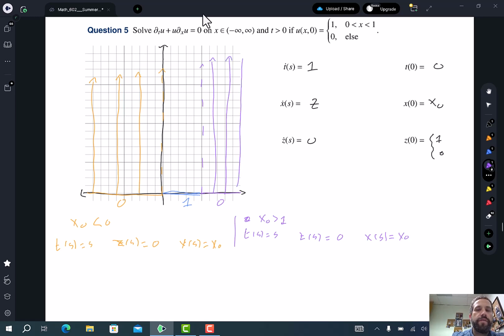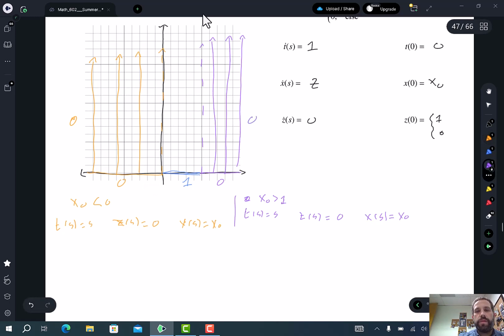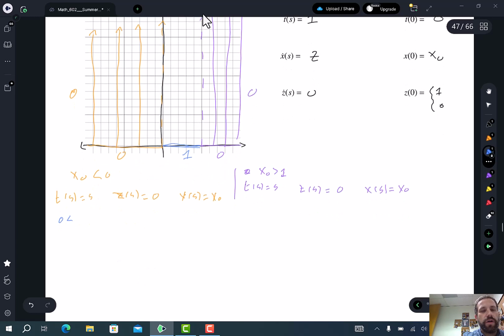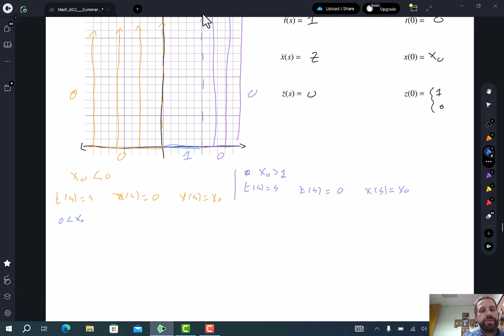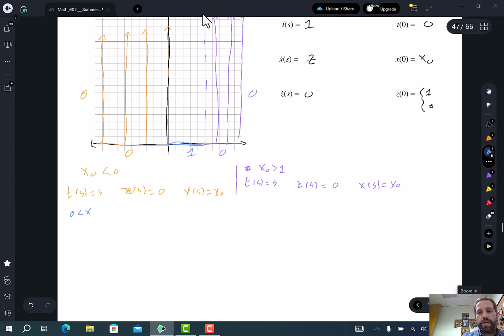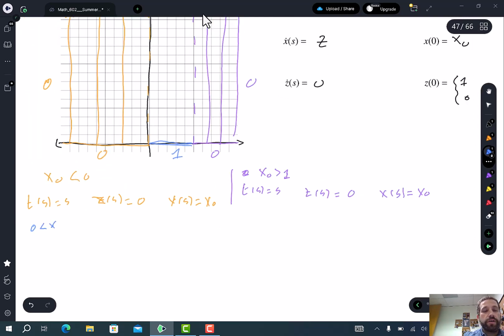Okay, now we're going to modify. As the problem goes on, we're going to change how high we draw these characteristics. But just hang with me for a minute. I know that u is going to be equal to 0 here, and I know u is going to be equal to 0 over here. Finally, for the blue guys, these are characteristics that pass through the x-axis, going through 0 and 1.